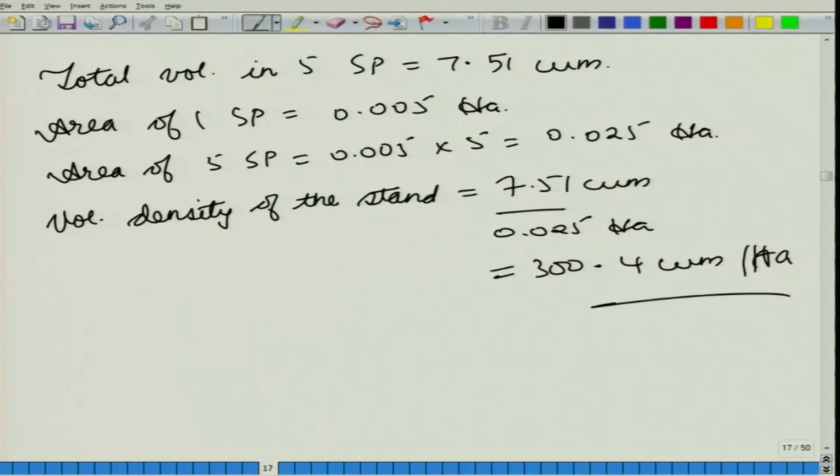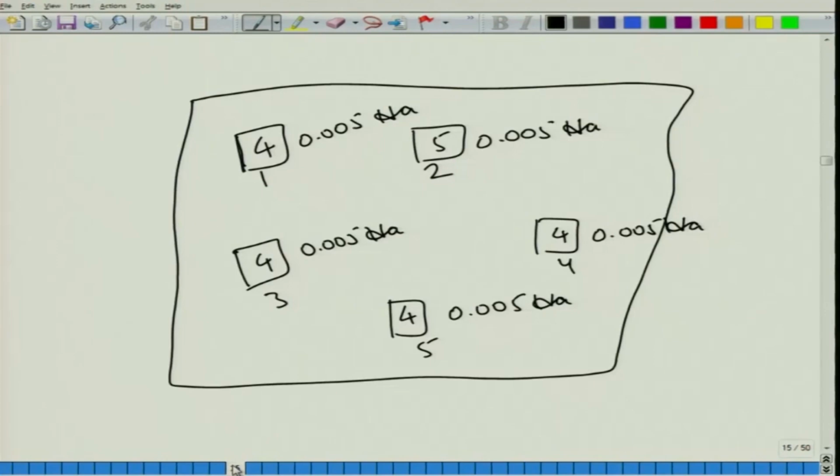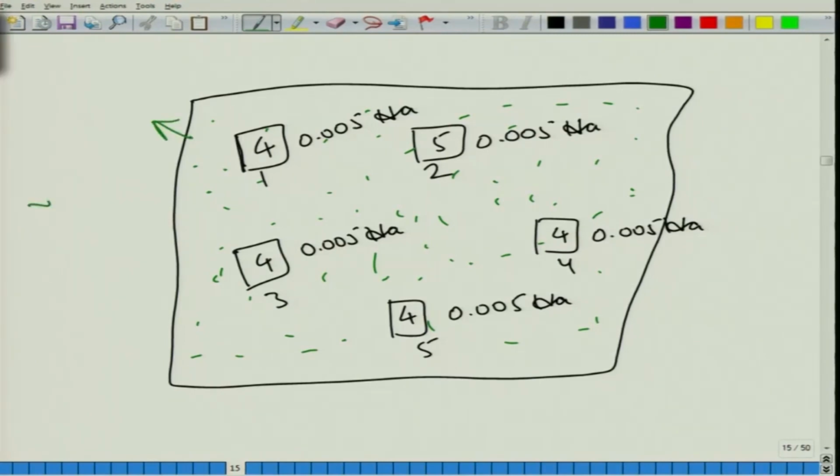Just by summing up the volumes of the trees in different sample plots, we can find out the stand density. When we talk about that stand density, it is considered to be a constant stand density for the whole of your stand. Because we have taken an average of different sample plots, we can consider that to be the average stand density. So the average, or let us call it the volume density, is 300.4 cubic meter per hectare.